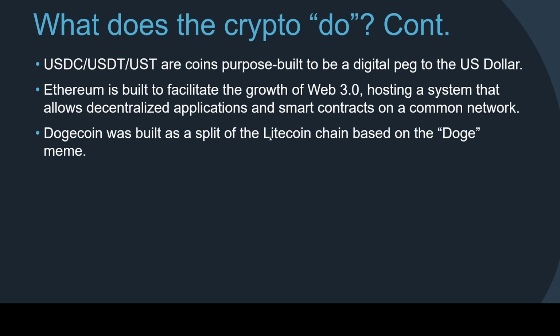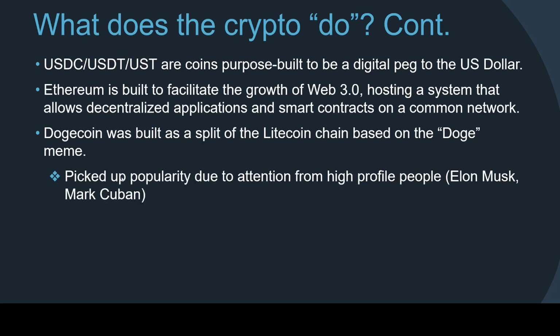Dogecoin was basically built as a meme. They just basically ripped Litecoin and called it Doge because they were trying to be tongue in cheek a little bit about the crypto space. It picked up popularity from Elon Musk and Mark Cuban. Obviously, it's been way down and then way back up since then, ironically mainly on the back of Elon Musk the second time as well, which is kind of funny. All that type of stuff.